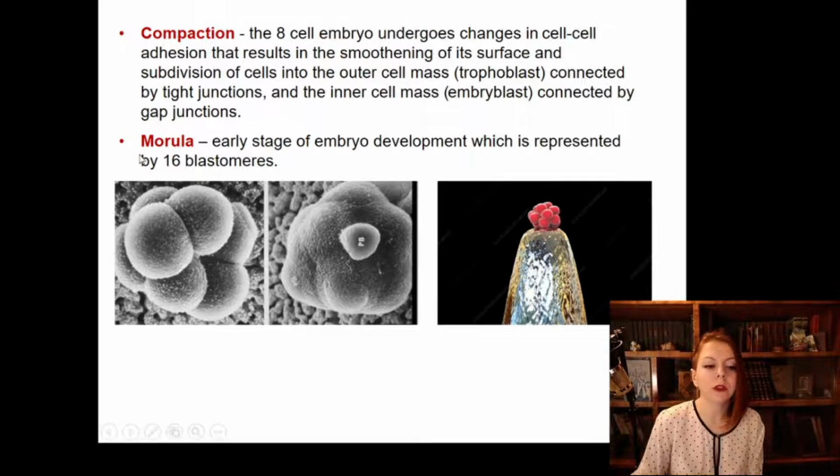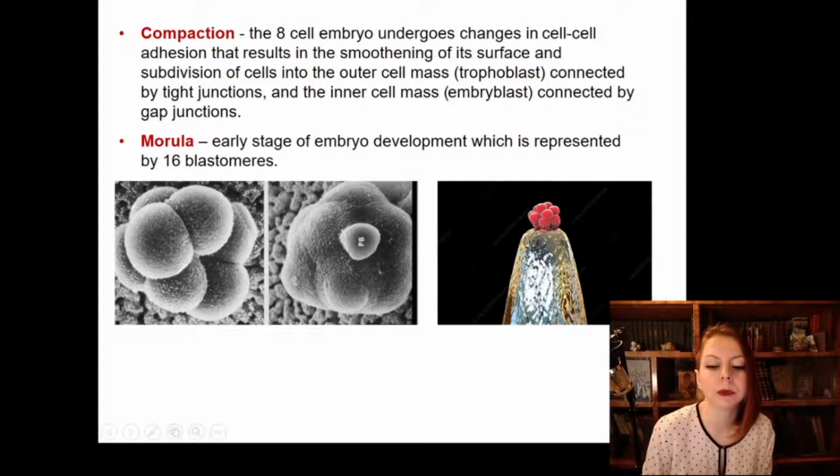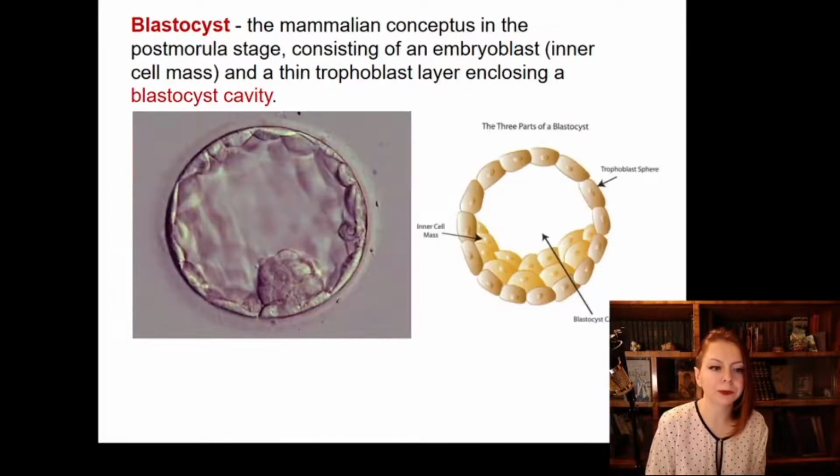Then you also have to know the term morula. Morula looks like a mulberry, and it consists of 16 blastomeres. Here the morula is put on the tip of a needle to show its size, to understand it in comparison.